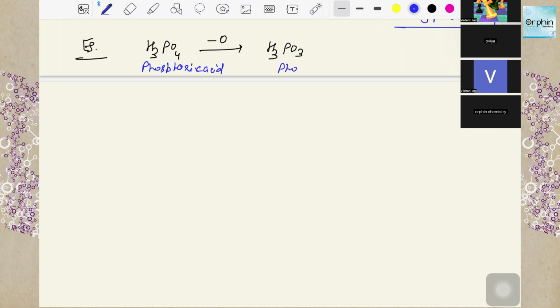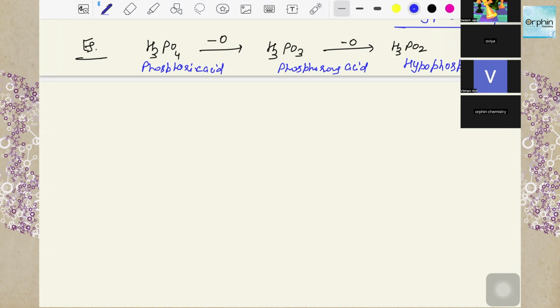Phosphoric, phosphorus acid. And then if we remove one oxygen from here, it will form H3PO2. What is H3PO2? Hypophosphorus. H3PO2 is known as hypophosphorus acid, right?